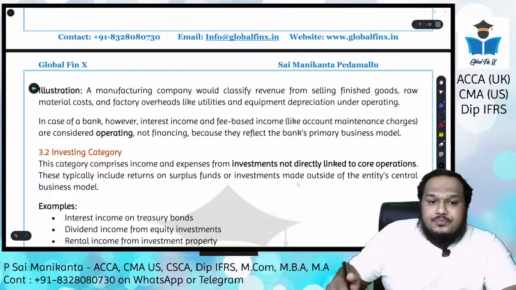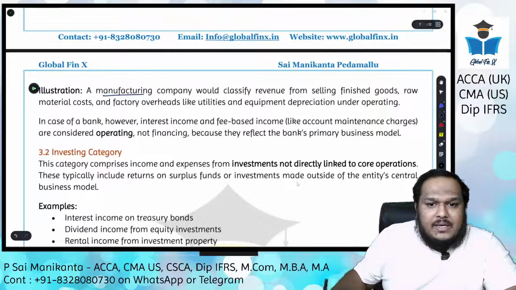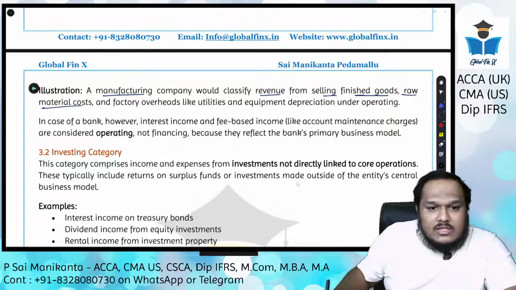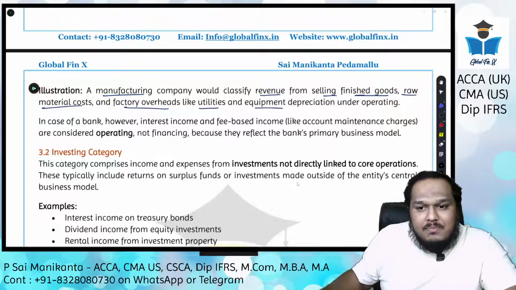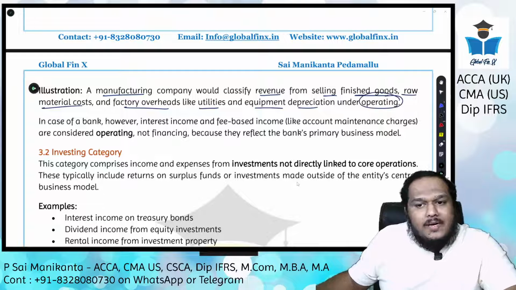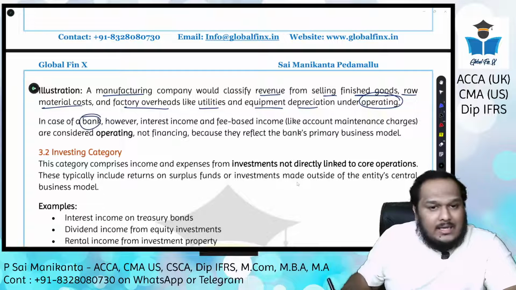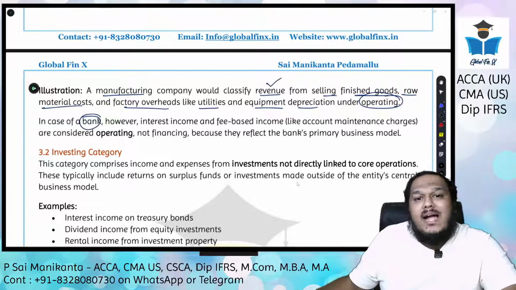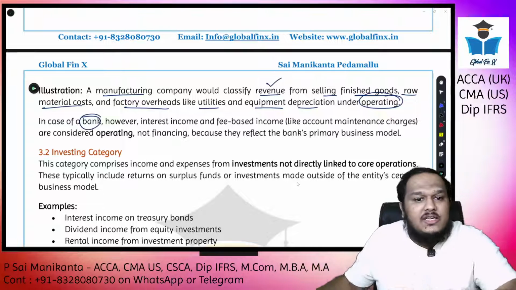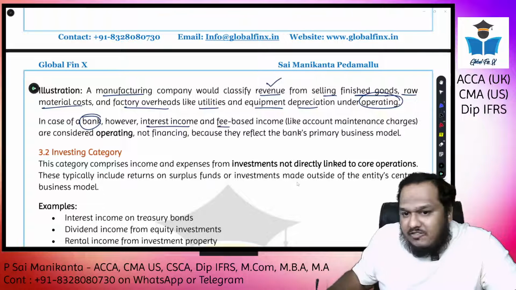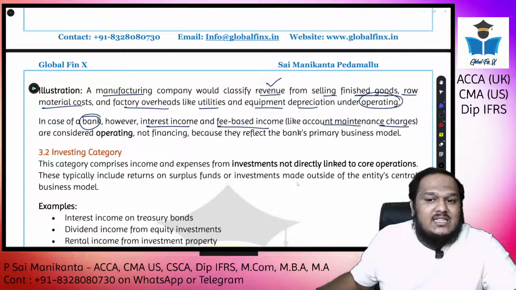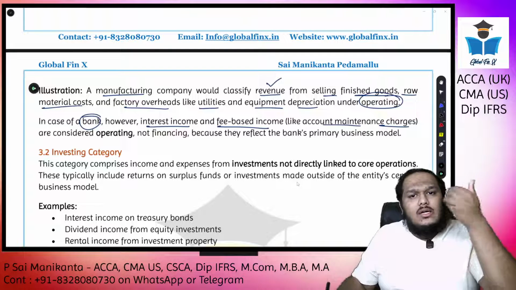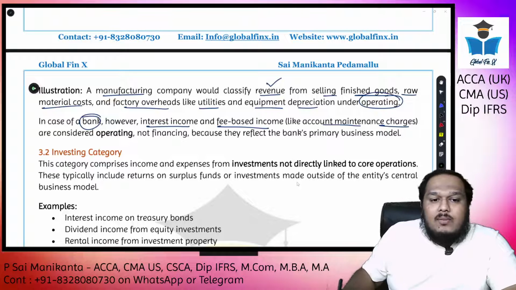Okay, see here. If there is a manufacturing company, it would classify the revenue from selling finished goods, raw material cost, factory overheads, utilities, equipment depreciation, all of this will be operating. Similarly, if it is a bank, for a bank, they won't have revenue from selling the finished goods. Bank will have what? Interest income and interest expenditure. So interest income, any fees that they collected like account maintenance charges, minimum balance charges, or whatever credit card late payment charges, that is the revenue for the bank. They all will be considered as operating.